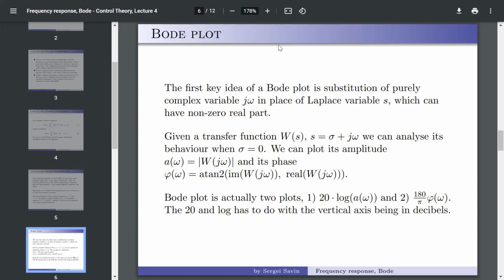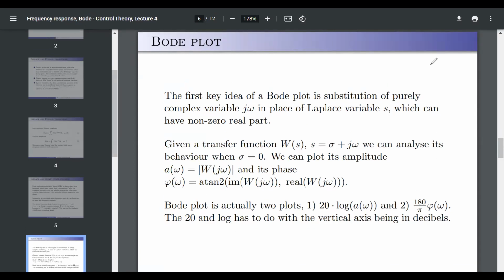Now, what is the Bode plot? How is it done? There's something to remember here. The first idea of the Bode plot is substituting this purely imaginary variable in place of the Laplace variable in the transfer function. Your original transfer function was a function of the Laplace variable. You make it a transfer function in terms of this complex variable. You go from the Laplace domain to the frequency domain, the way we call it.